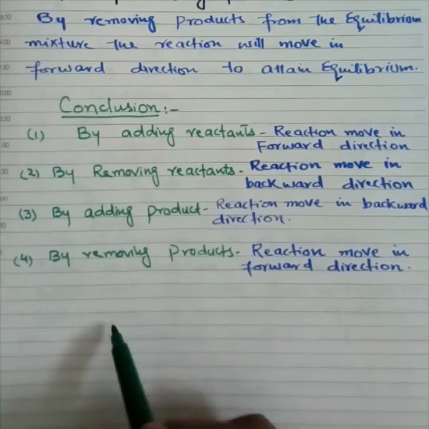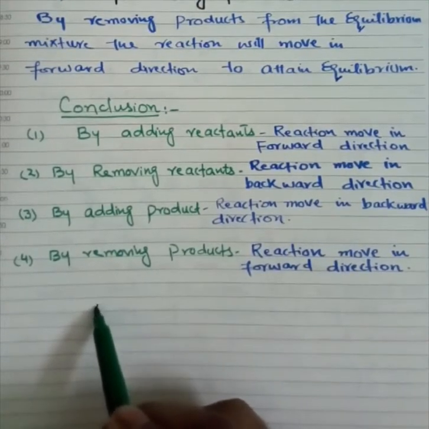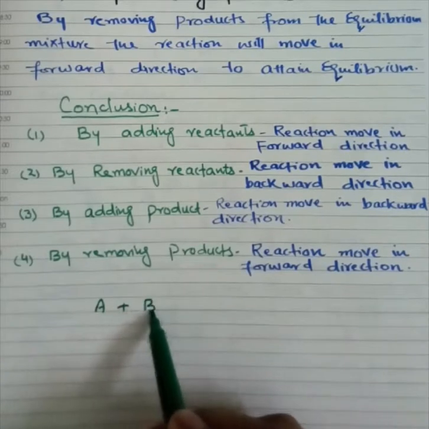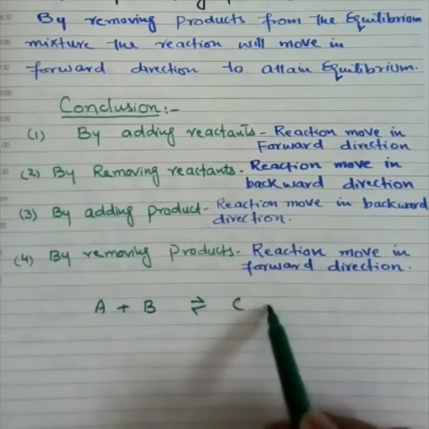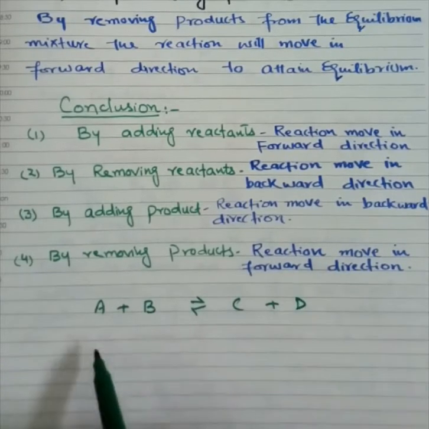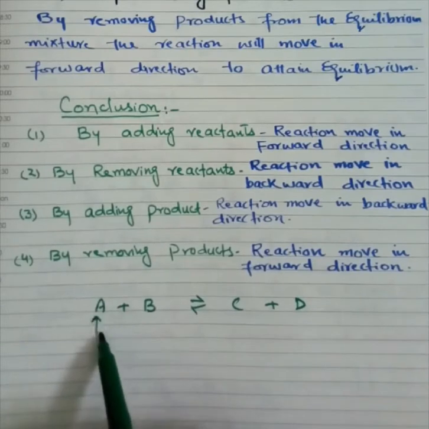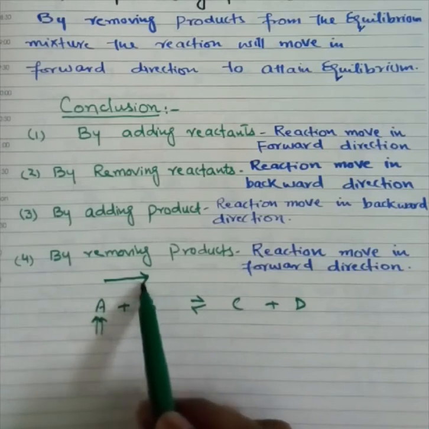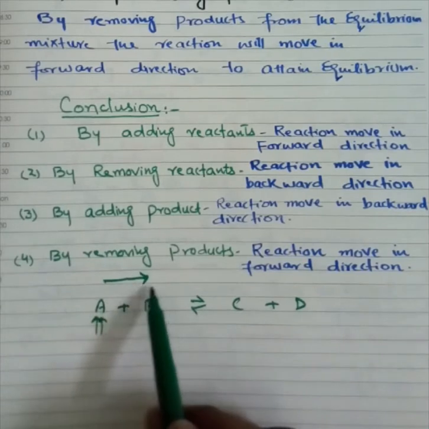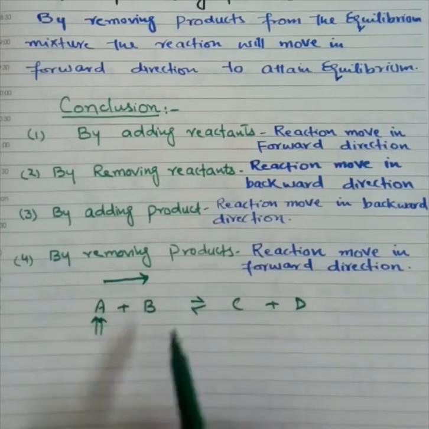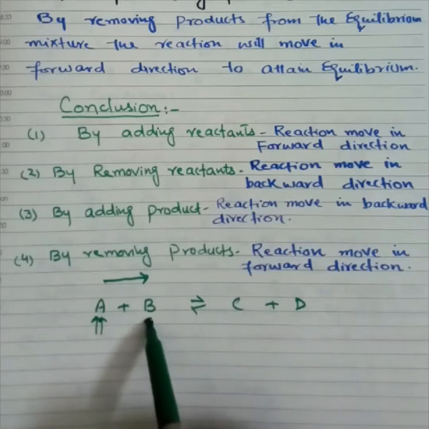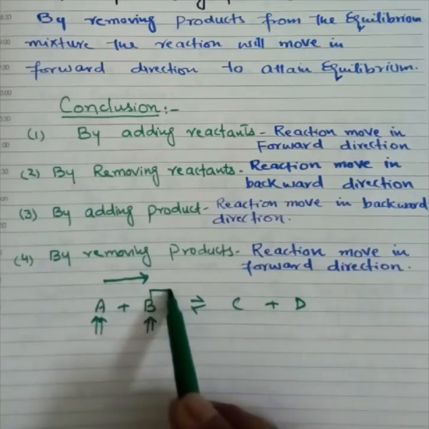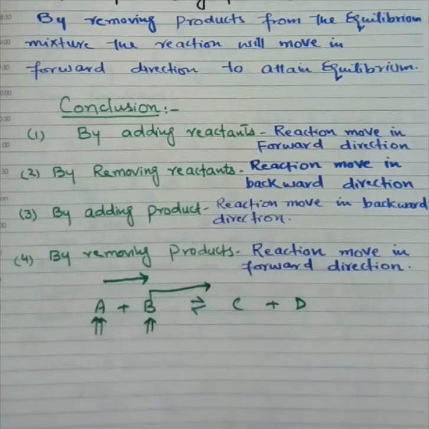That is, when I write down A plus B goes to C plus D, when I add the amount of A to this reaction, it will tend to increase the concentration of reactants and the reaction will move in the forward direction. If I add B in this reaction, again it will increase the concentration of B and the reaction will move in the forward direction.